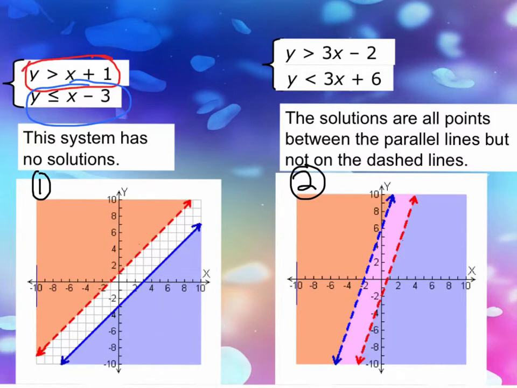And looking at number 2, the blue line is the second one as well, and the red line is the first one. And notice the sentence describes the solutions: all points between the parallel lines, but not on the dashed line. So the points are all right here in the middle. This is the full solution, right here in the middle, but no point on the dashed line.